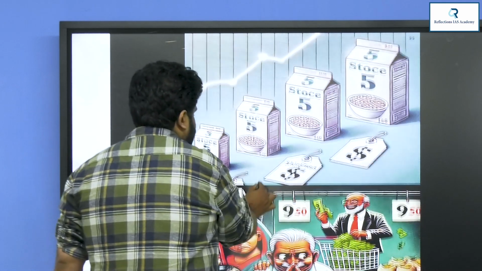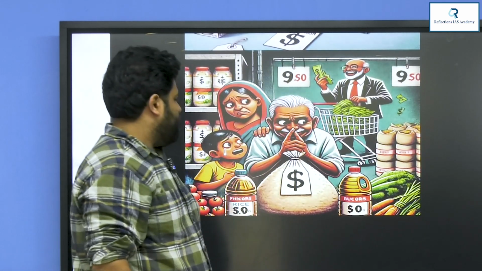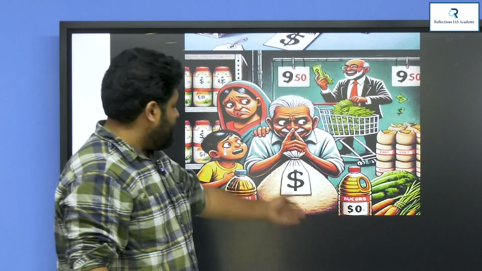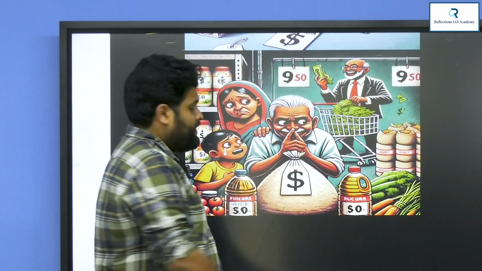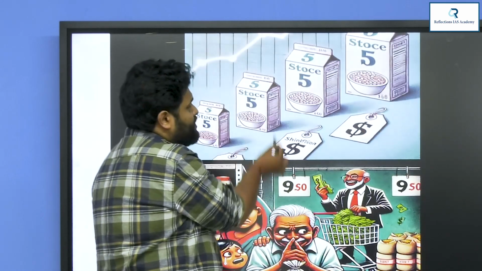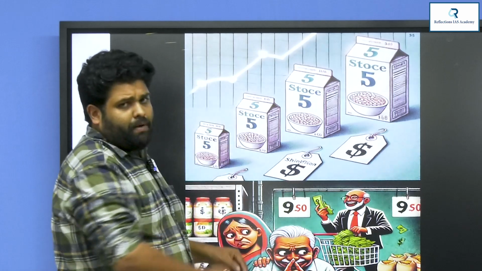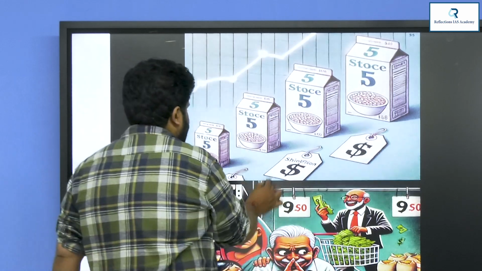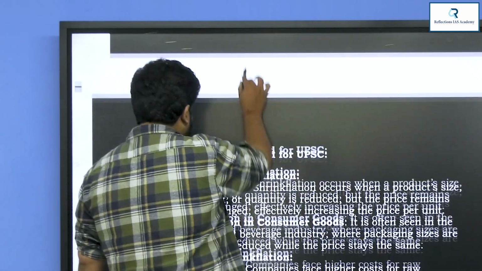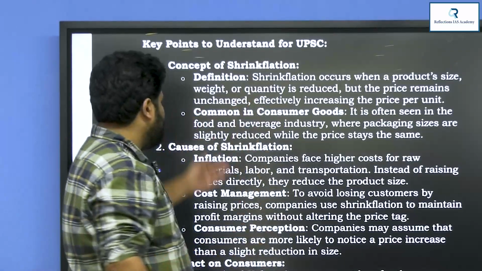And this is another one. You see here, the size is reduced again. The oil bottle, if you see, wonderfully depicts what is shrinkflation, if you want to represent it pictorially. Now, if you see the key points here, the definition we have already discussed.